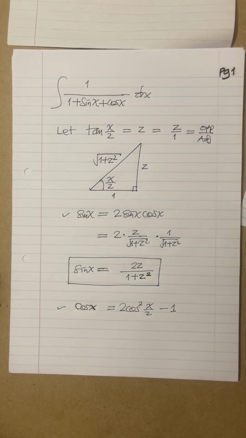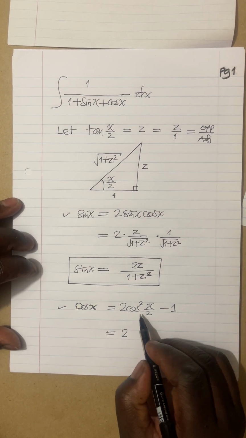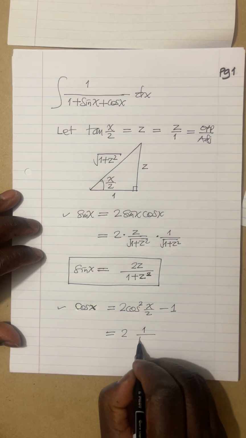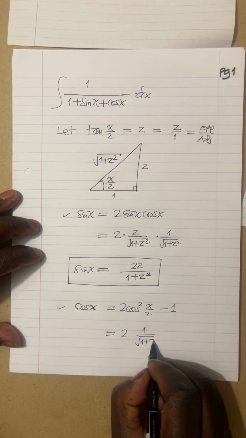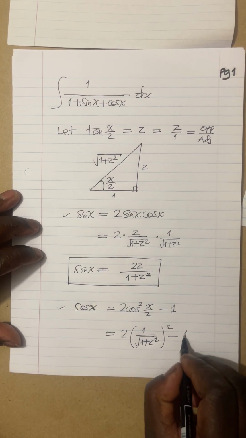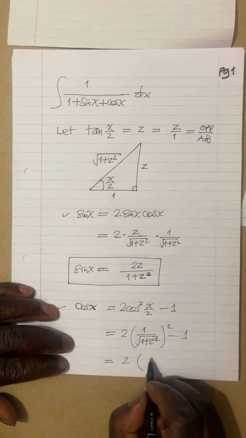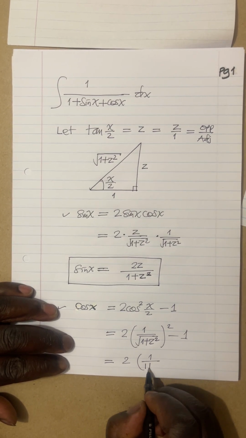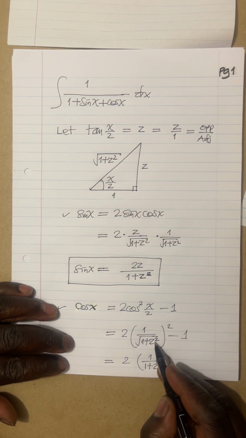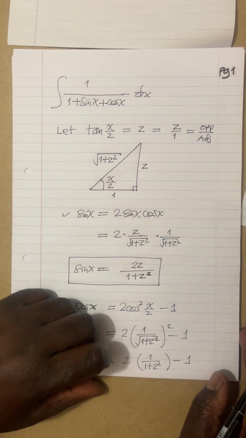Let's punch in what we know. So this is going to be 2 times, what is cosine of x over 2? Adjacent over hypotenuse. So it's going to be 1 over square root of 1 plus z squared. Remember, we have to square this and then minus 1. So squaring this, you'll agree with me that the answer is just 2 times 1 over 1 plus z squared, because squaring 1 is 1, and squaring square root of 1 plus z squared is just 1 plus z squared, minus 1. Let's simplify this. Taking us to page 2.